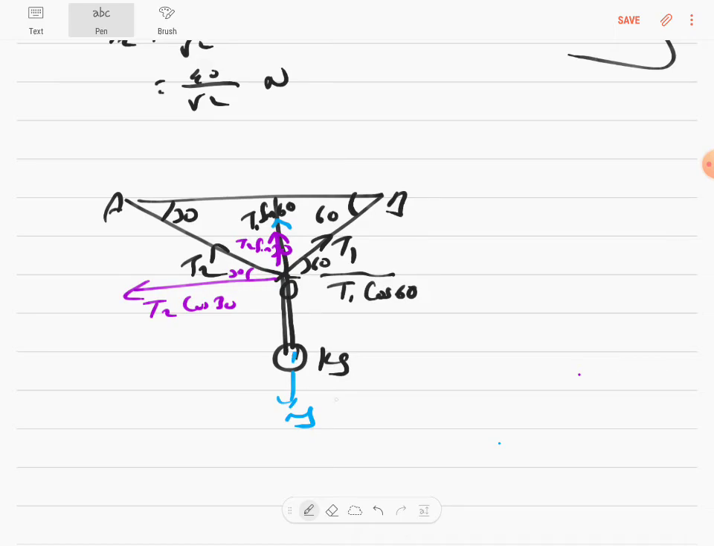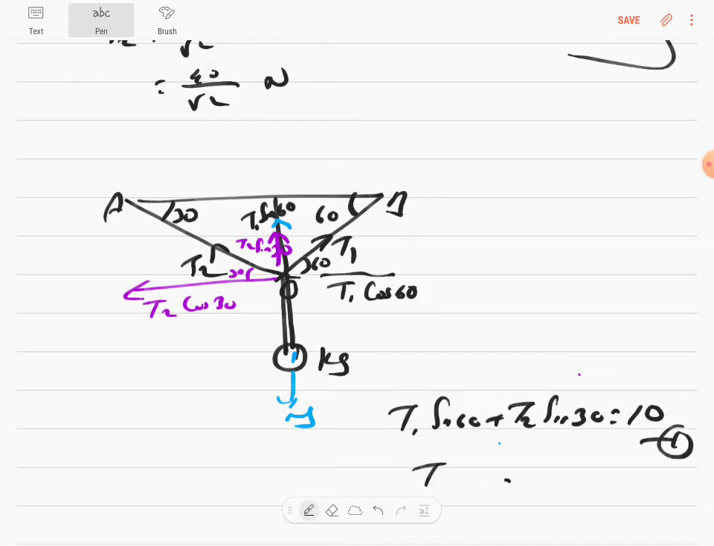It's just 1 kg into 10. So then therefore what would you do? The T1 sin 60 plus the T2 sin 30 will be equal to your mg, which is 1 into 10, which is 10. Because the question says it's a 1 kg mass, correct? So then next is the horizontal component.